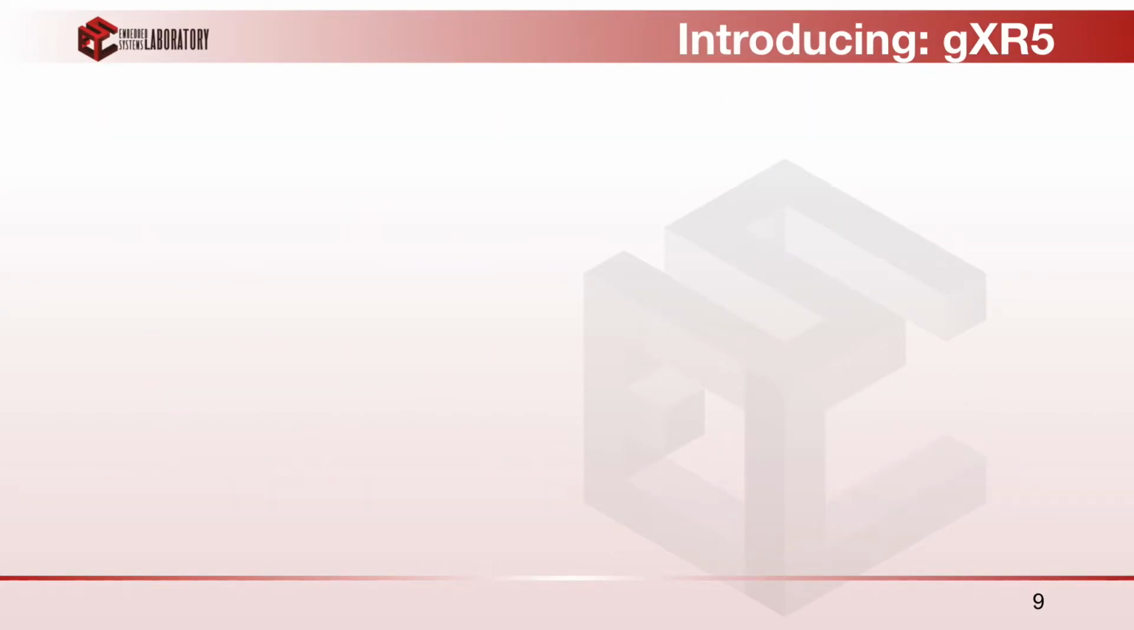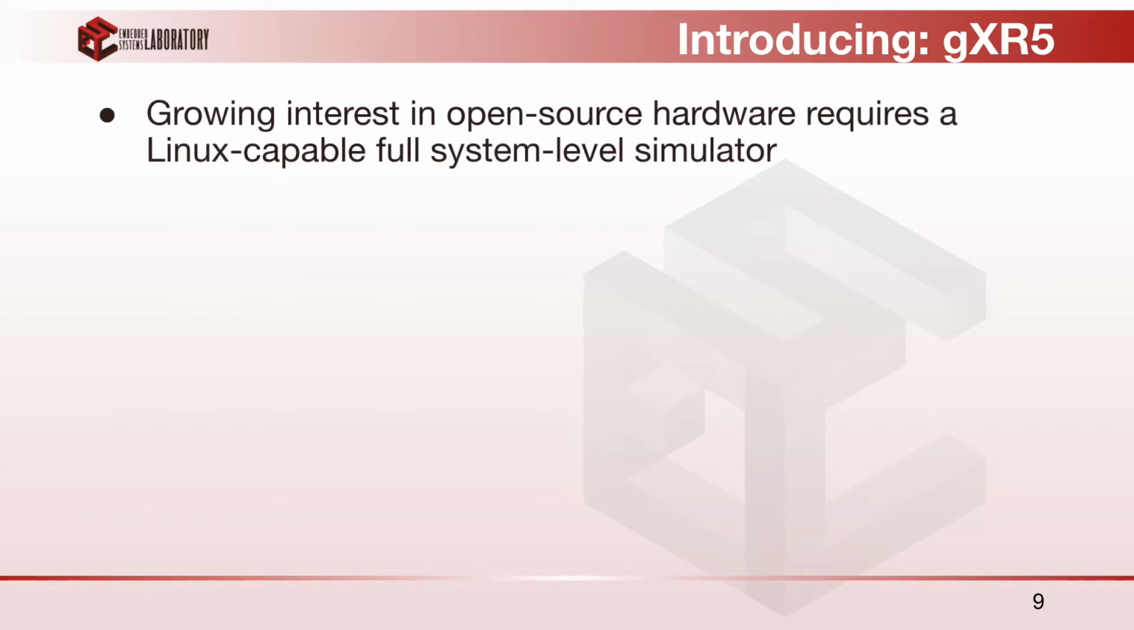As a tandem project with Gem5-X, I would also like to take this time to introduce to you my primary project, Gem5 Extensions for RISC-V, or GXR5. All of the aforementioned features and enhancements in Gem5-X are targeted to the ARM ISA, but as open source hardware becomes more and more popular, there's a growing need for a Linux-capable, full system-level simulator for RISC-V architectures.